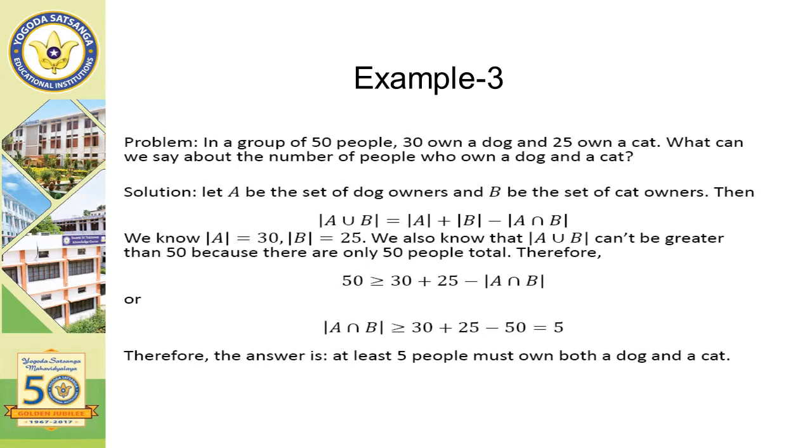Here is another example: 50 people, 30 own dogs, 25 own cats. In this way, we can perform the calculations.